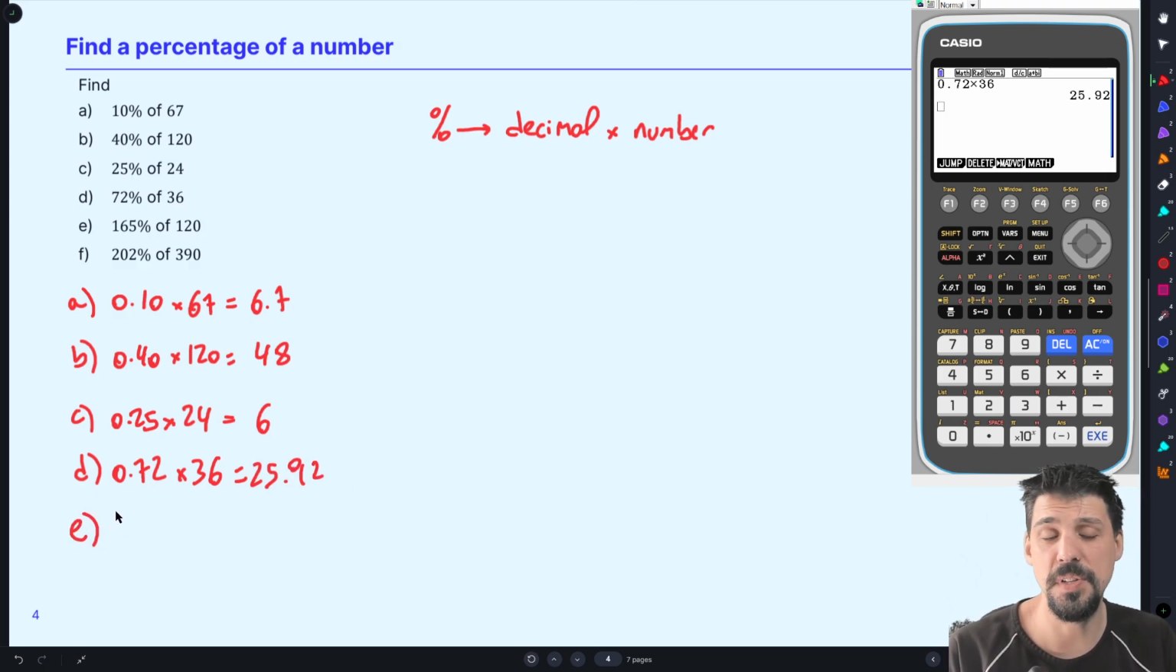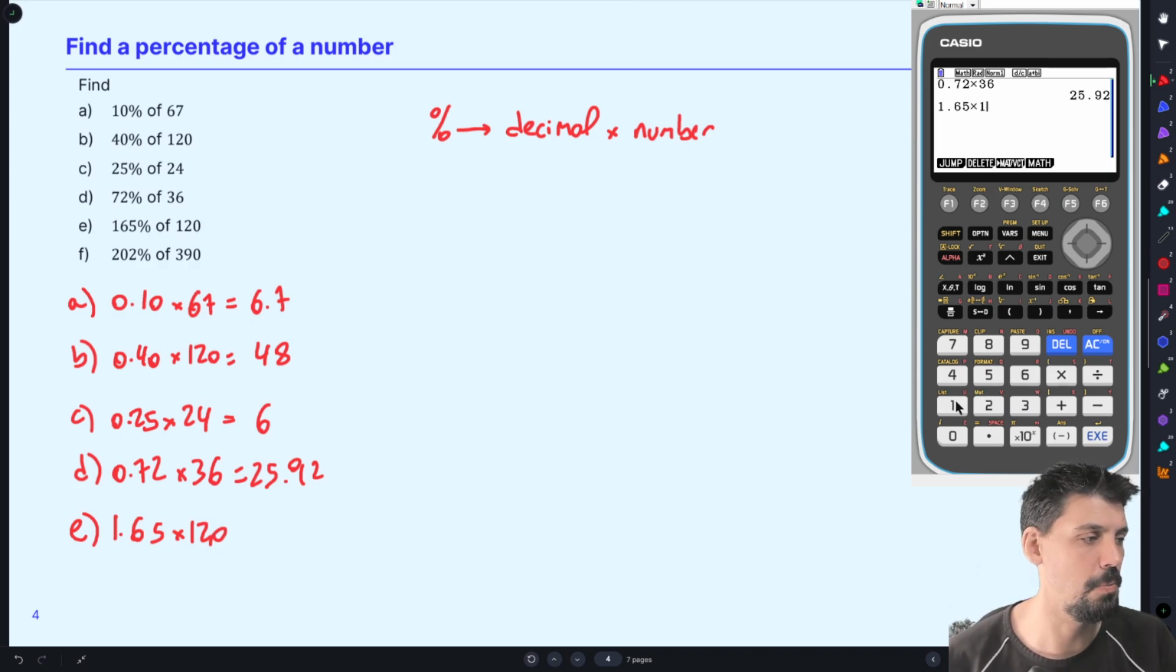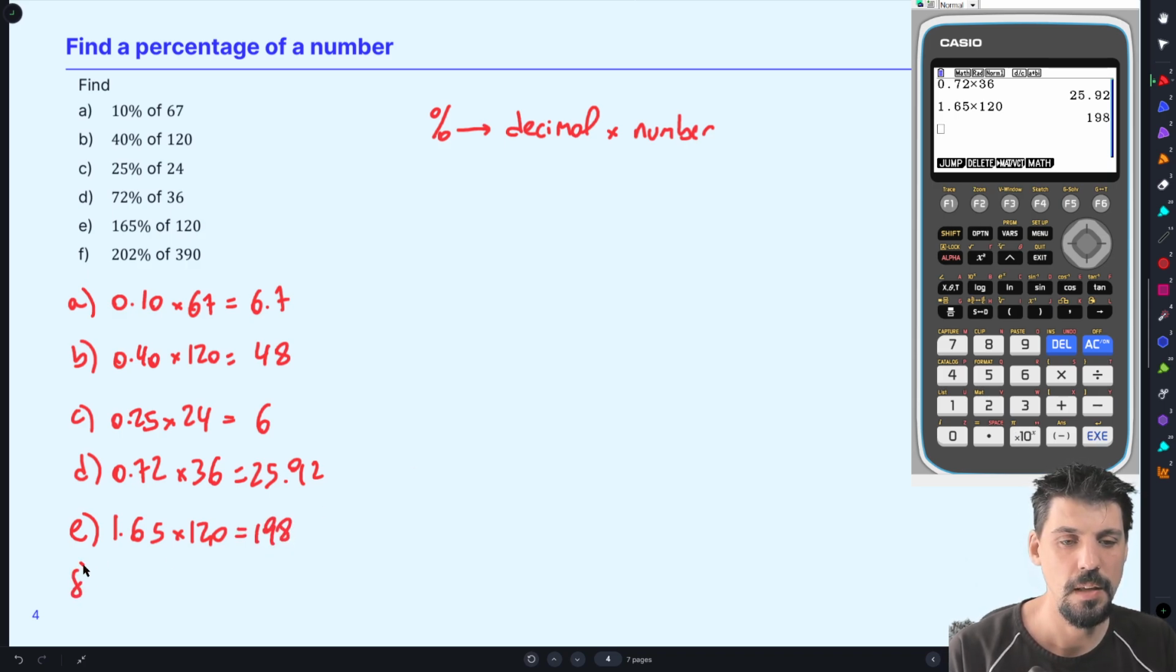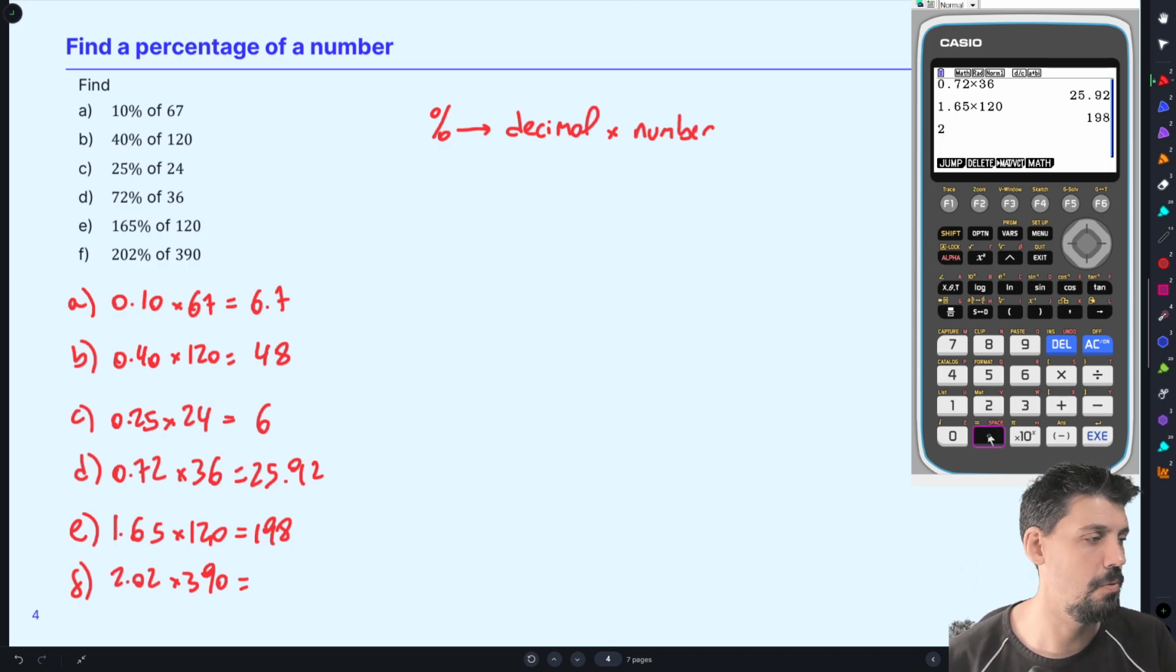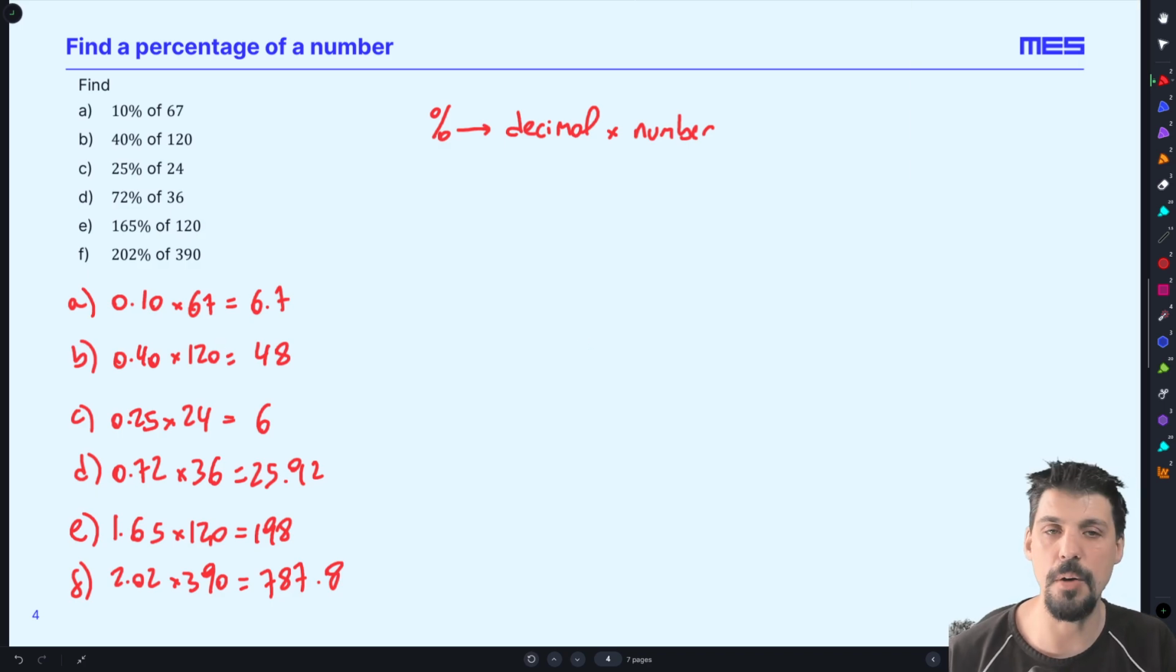This also works for percentages bigger than 100. So 165% is 1.65. Multiply that by 120. 1.65 multiplied by 120 is 198. And even bigger ones, 202% is 2.02. Multiply that by our 390. 2.02 multiplied by 390 is 787.8. So that's our simplest way that we are going to go about taking percentages of numbers.